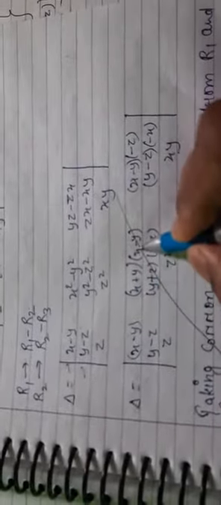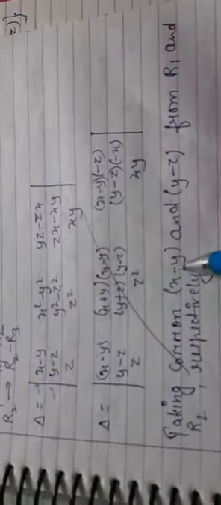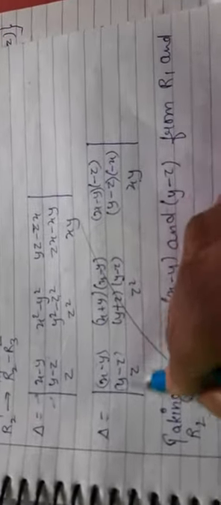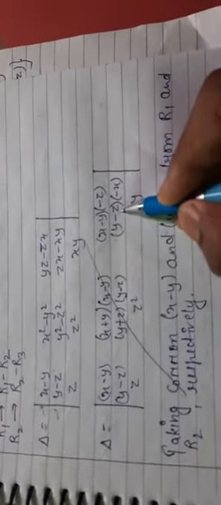Now see, we can take x minus y common from everywhere. You can see x minus y, x minus y, x minus y. So taking x minus y common from R1, and here y minus z, y minus z and y minus z is common. Okay, so I will take common from R1 and R2. Taken common, and these things are remaining.